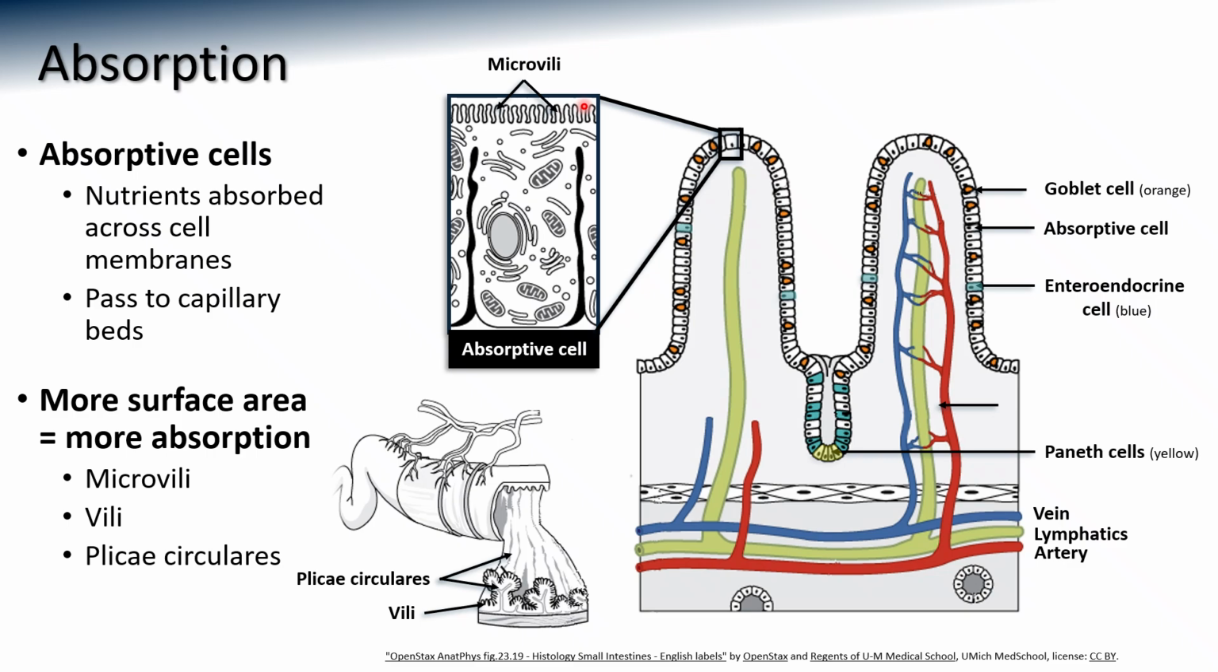Now, this is where having all of the surface area from the intestinal villi and the intestinal microvilli really comes into play. More plica circularis is going to create more surface area for the mucosa. More surface area means more room for these little absorptive cells, and more absorptive cells mean more of their little microvilli. So we're building surface area up on multiple layers.